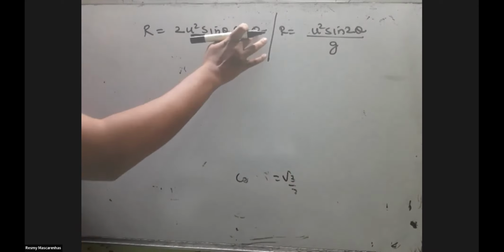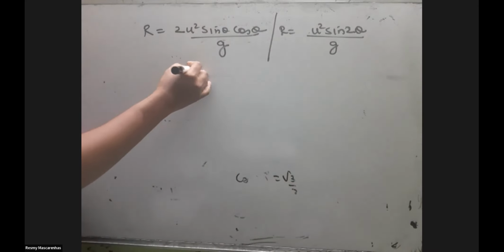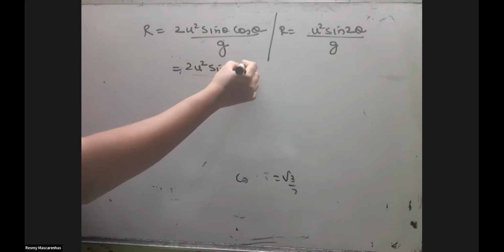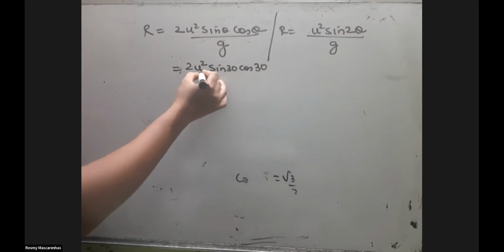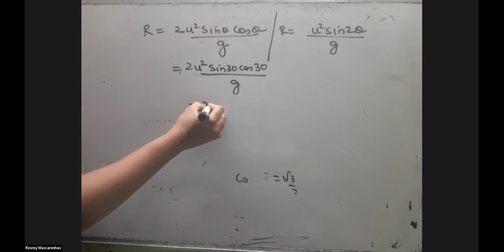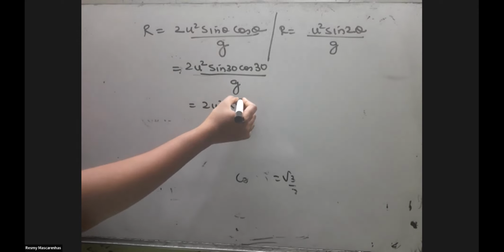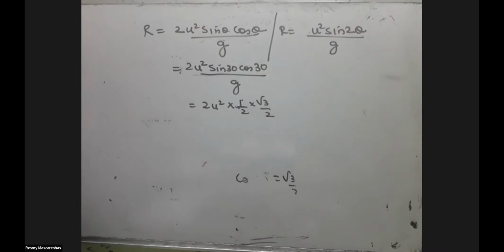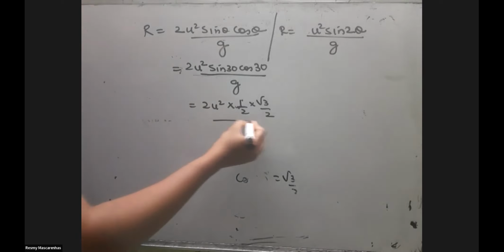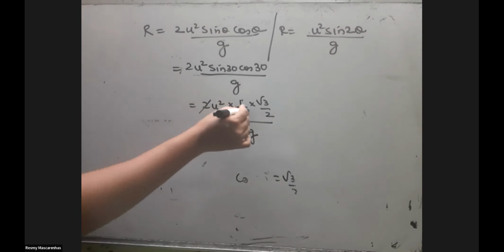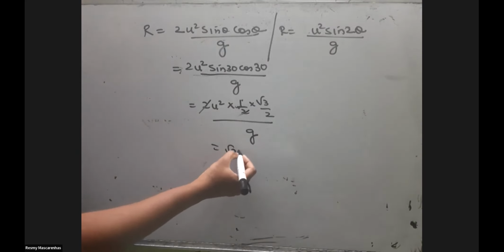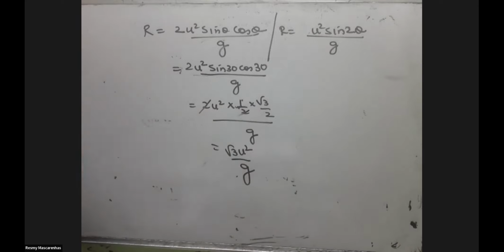Put 30 degrees now. So 2u square sin 30 cos 30 upon g. Sin 30 is half, cos 30 is root 3 by 2. So the answer is root 3 u square upon 2g.